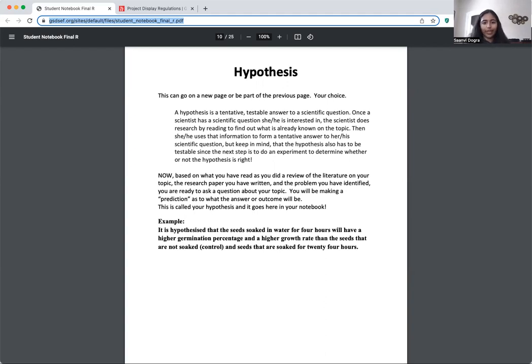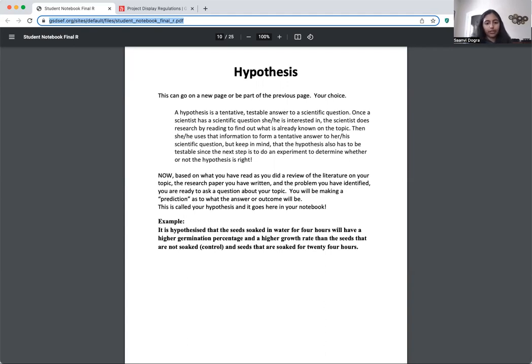And it essentially is your prediction about what is going to happen in the experiment. So in the conclusion, your hypothesis will either be supported or refuted. But based on your background research, this is what you're going to use to answer your research question.